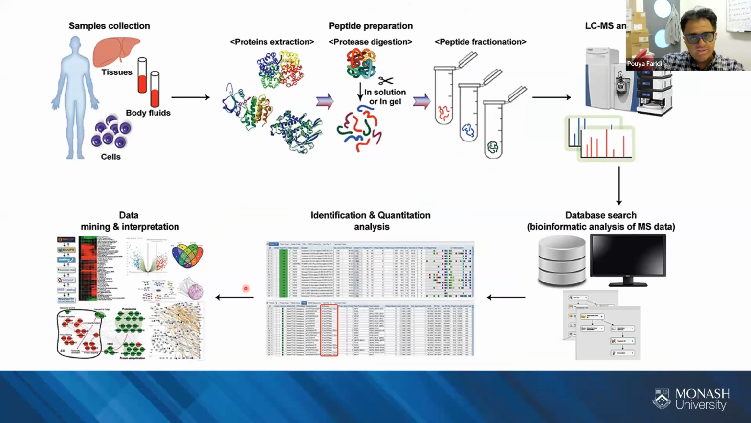Okay, so this is a very general workflow that we have in proteomics. We can have different kinds of samples. It could be cell lines, body fluids, or tissues, from human or animals or any other kind of biological samples. What we usually do is extract proteins, and then after extraction, we digest these proteins into small pieces called peptides, and then we run these peptides in a machine called LCMS, liquid chromatography mass spectrometry.